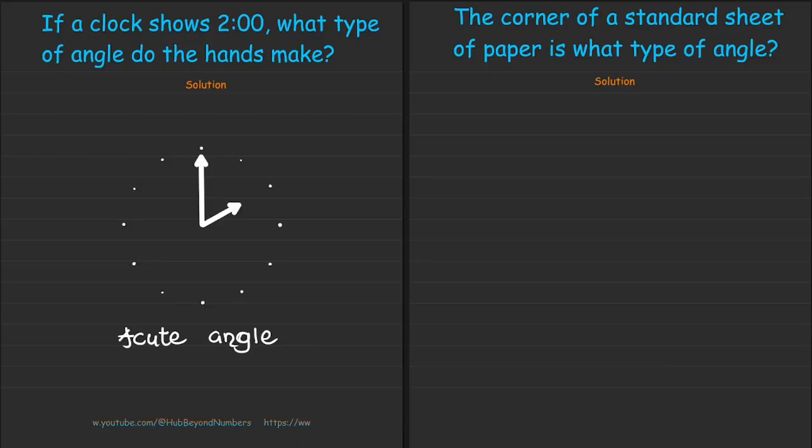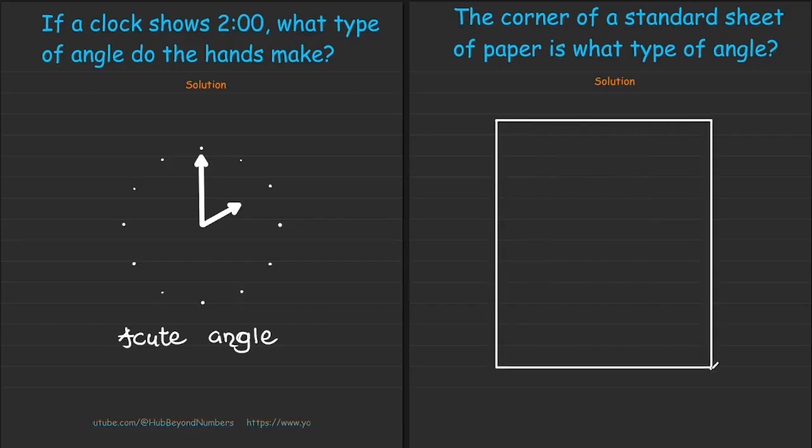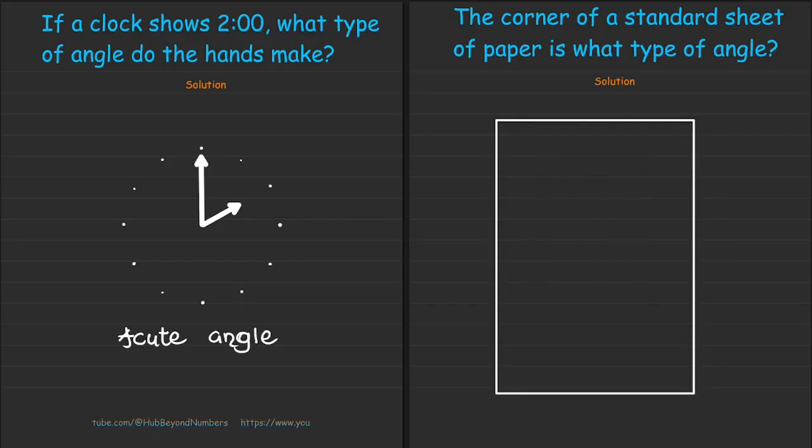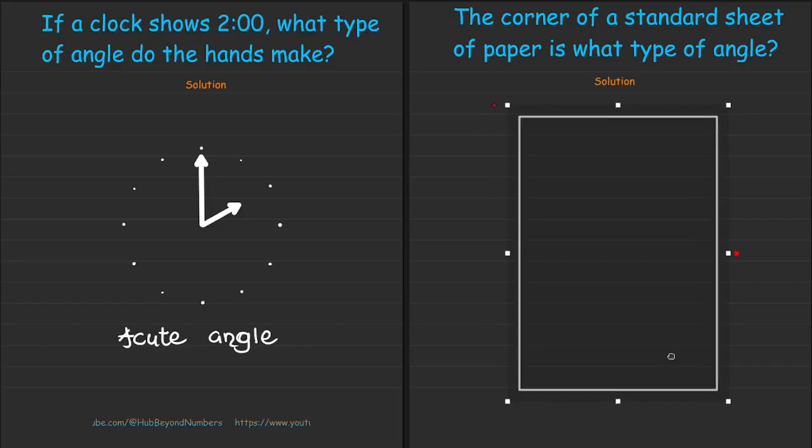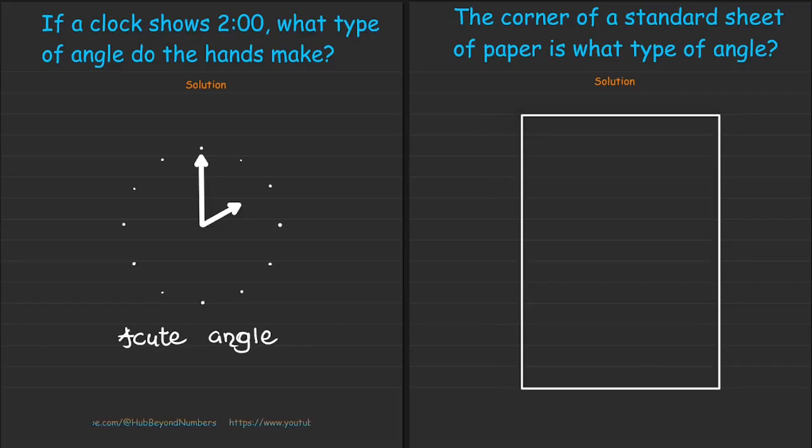Our next question says, the corner of a standard sheet of paper is what type of angle? Now, if we take a standard sheet of paper, let's say an A4 sheet, something like this. This is what an A4 sheet looks like. We want to consider the corner. So the corner can be here, here, here, or here, any of them. What angle do you think is formed over here? If you look at it carefully, it forms an L.